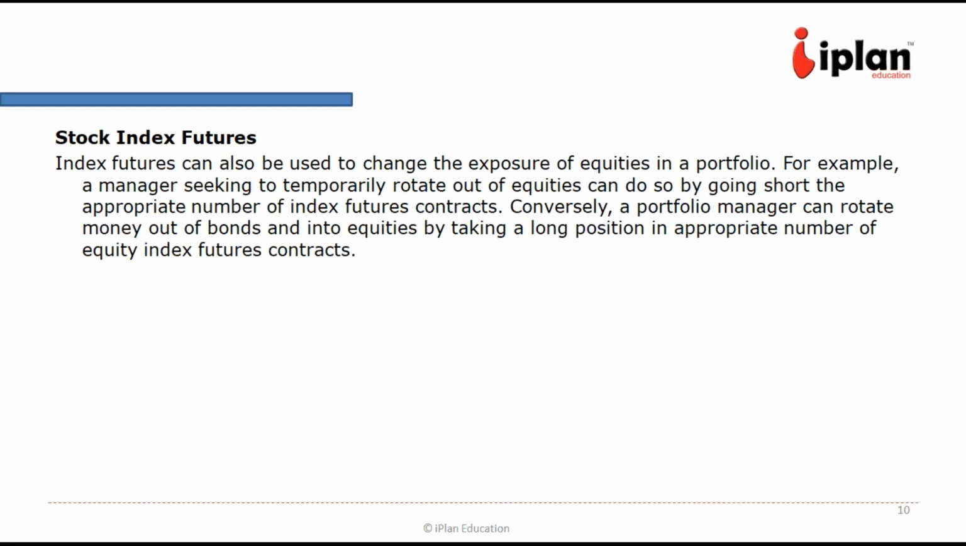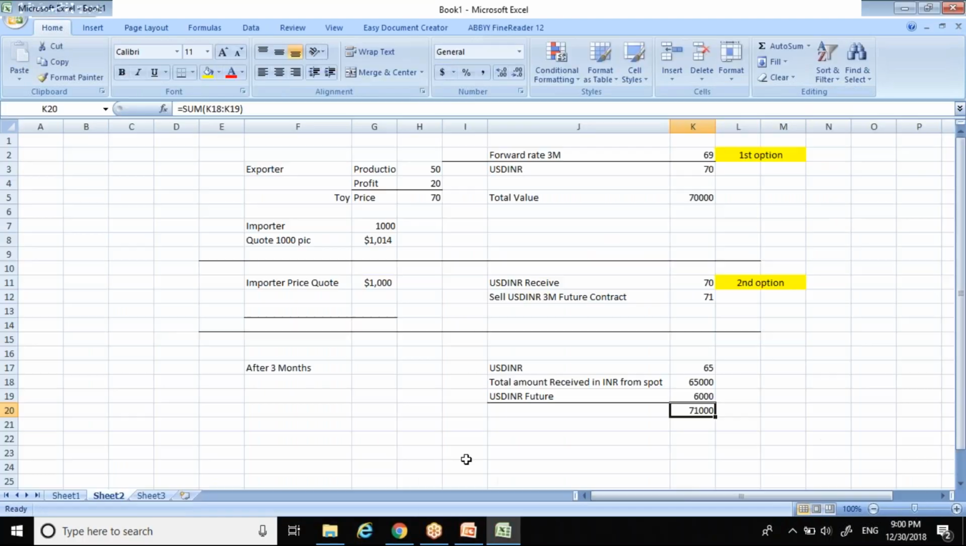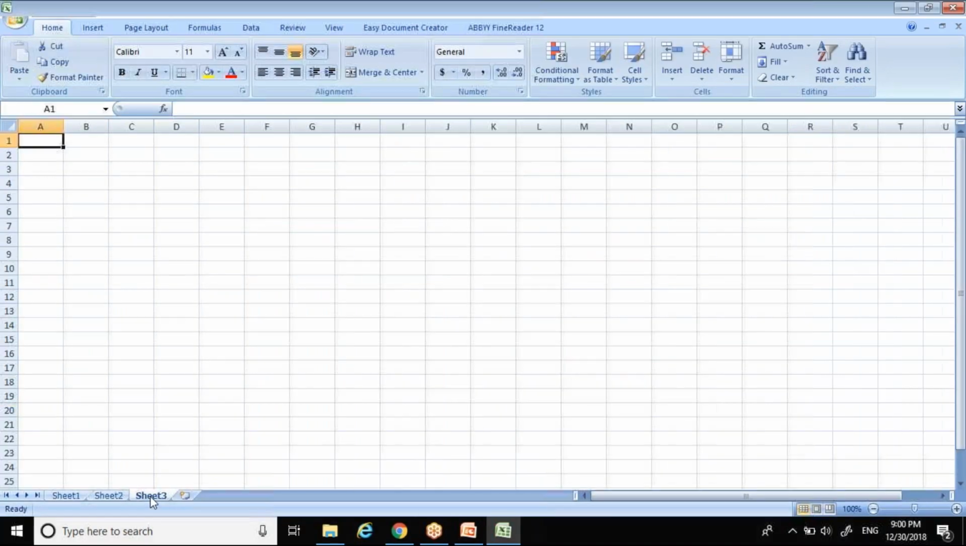Now, how about the rest of the stocks? How can a portfolio manager hedge the risk of the portfolio, because there is no stock future? So hopefully you understand the concept of hedging. I'll repeat that, and then I will also tell you how things work.